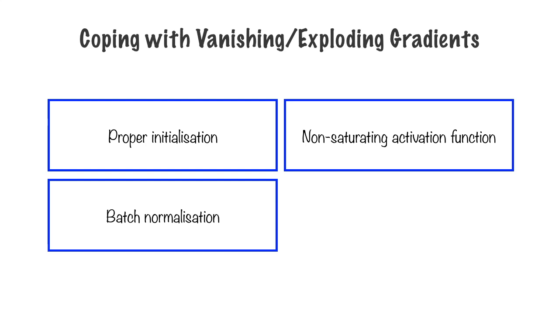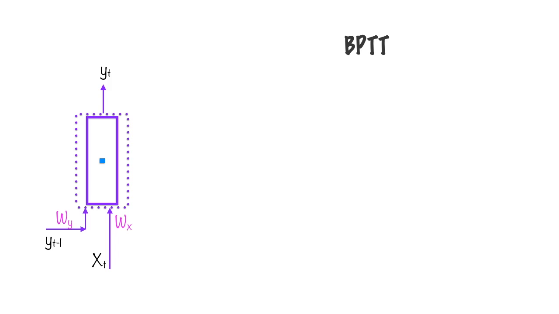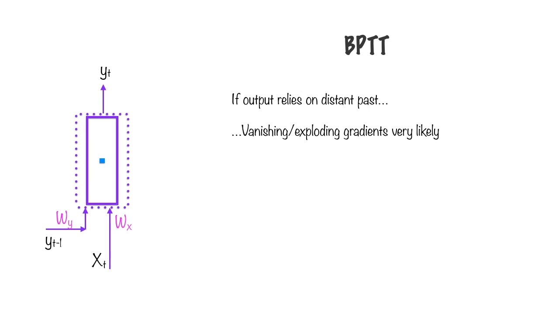Batch normalization is also another common technique to deal with this problem. This is where you center the output of every neuron around zero. This you do by subtracting the mean and dividing by the standard deviation or the variance of the outputs. Or you could use gradient clipping, where you clamp your gradient values to some maximum or minimum and you don't allow them to explode. When you're working with recurrent neural networks as opposed to just regular neural networks, you'll find that if your output relies on the distant past, vanishing and exploding gradients are very likely indeed.